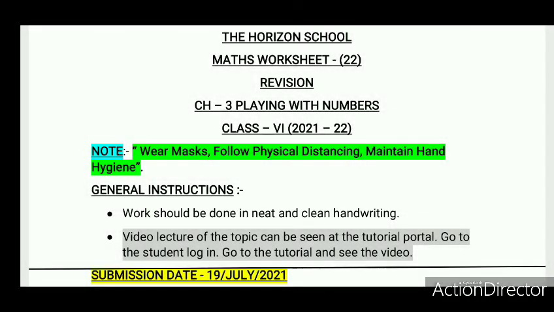Hello students, this is Maths Worksheet 22. This is a revision worksheet of Chapter 3, Playing with Numbers.